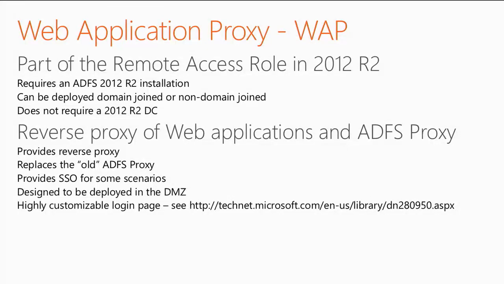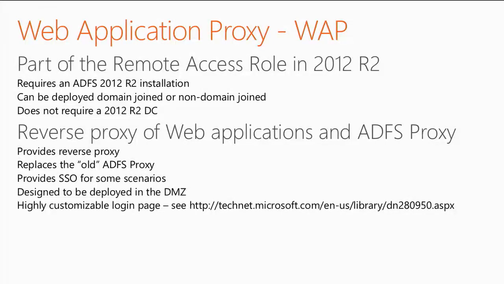A common misconception is that we need a 2012 R2 DC or GC or schema level or whatever for that. No, we don't. We don't need any 2012 R2 schema extensions, no forest level, no domain level, no such thing. Basically, the web role is a web proxy, right? It's a reverse proxy. That's it. It's a semi-intelligent reverse proxy.